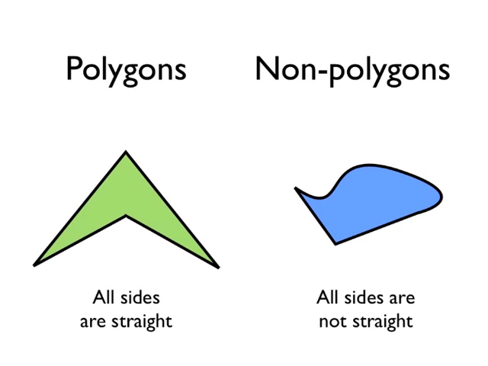Then we split up the 2D shapes into 2 separate groups, and we base this on whether all the sides are straight or not. So if you look at the shape and all of the sides are straight lines, then you call that shape a polygon. If all the sides are not straight, so for example you have at least one curved side on the shape, we call that a non-polygon.